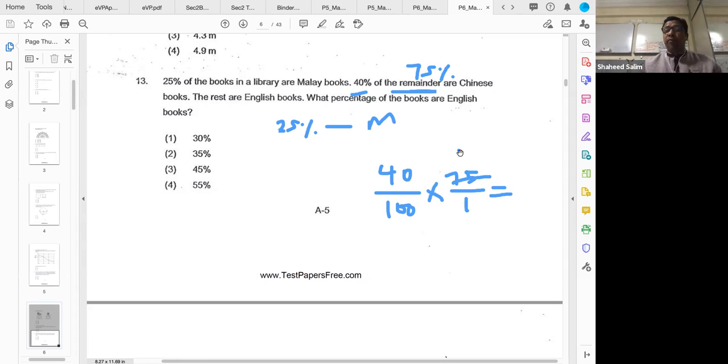So you divide by 25, you get 3. Divide by 25, you get 4. Divide by 4, you get 1. Divide by 4, you get 10. So Chinese books are actually 30%. Really, yes. Chinese books are 30%.